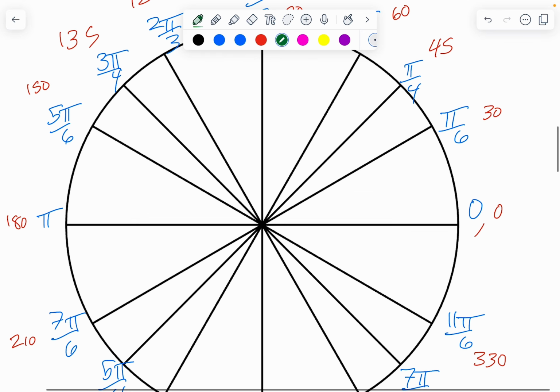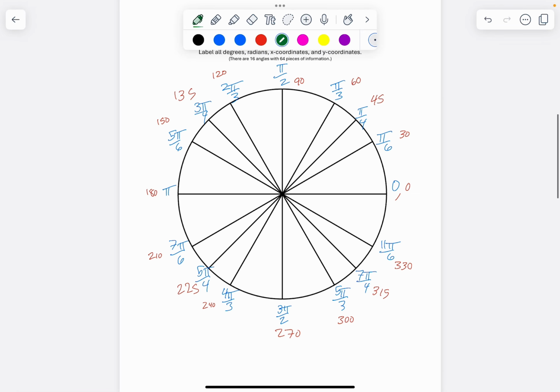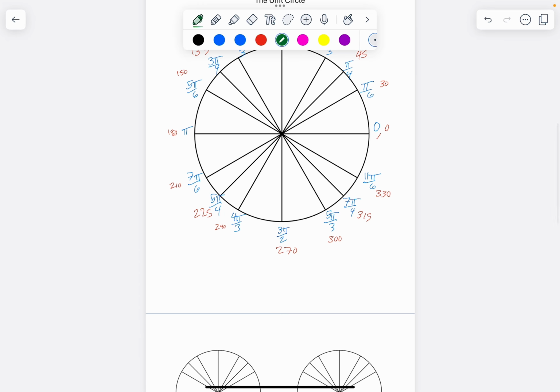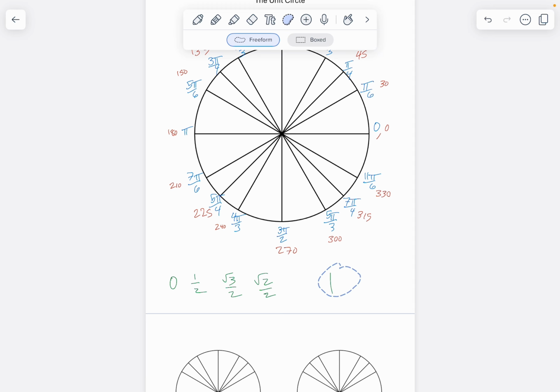Okay, so now we're looking at coordinates. Now, when I think about the coordinates, here's how I put these in. I think about the numbers I care about. I have a 0 I care about, I have a 1/2 I care about, I have a root 3 over 2, I have a root 2 over 2, and I have a 1, and I have all those in positive and negative. So what I actually want to do is put them in order from smallest to largest, and I need to actually switch these two.